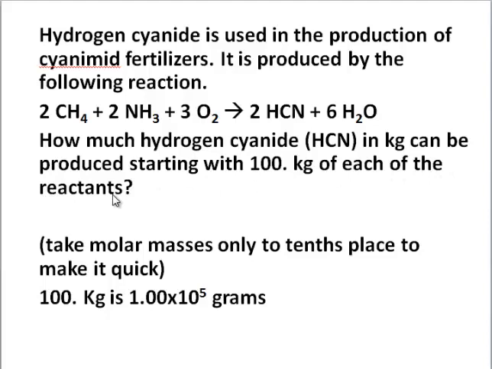Now, why don't you attempt this problem? Take molar masses only to the 10th place to make it quick. And remember that 100 kilograms is 1 times 10 to the 5th grams. So you have 10 to the 5th grams of each of the 3 reactants. All right, now again, attempt this problem taking molar masses to the 10th place and using the fractions method before you move on to look at the solution.